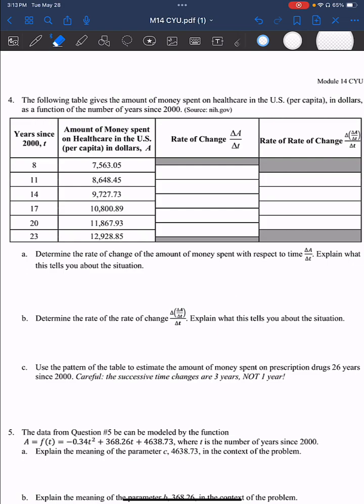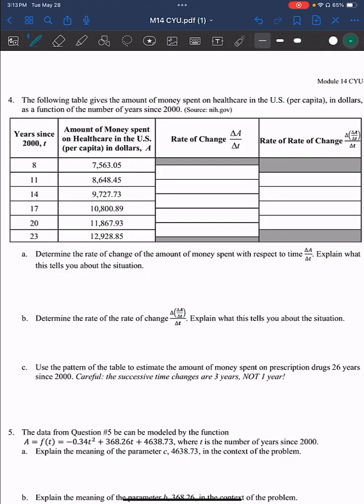So this rate of change, we're looking for the average rate of change between the year 2008 and 2011 first, and then we're going to use that to fill in this data here, and then we'll find the average rate of change between the next two data points and fill in the rate of change there, and so on down. And then it asks us to explain what this tells us about the situation.